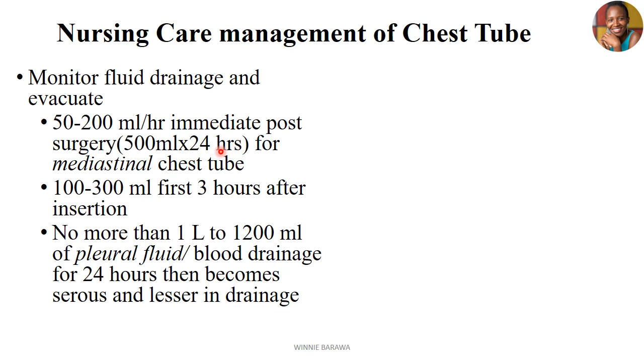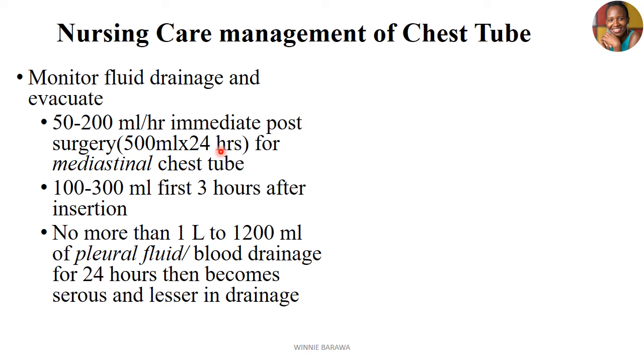And so we may now ask ourselves, what can we do to manage the chest tube? So we have to talk about the nursing care management of a chest tube. The first priority management you need to know is how to monitor the fluid drainage and evacuation. In monitoring the fluid drainage and evacuation, you learn how much should be drained in a particular period of time. And so we are told per hour you can have 50 to 200 mils of fluid being drained immediately after the postoperative procedure, or after the surgical intervention is complete.